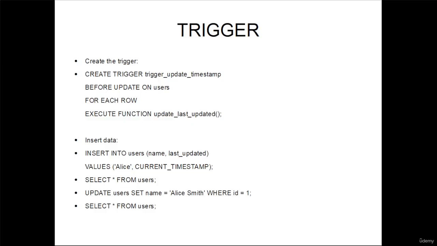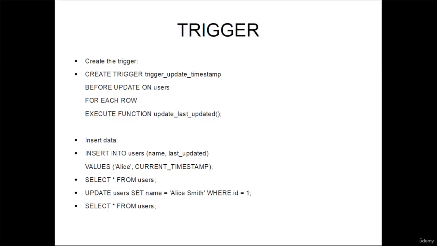What happens here? CREATE TRIGGER defines a trigger named trigger_update_timestamp. BEFORE UPDATE runs the trigger before an update operation. ON users applies to the users table. FOR EACH ROW executes the function for each updated row. EXECUTE FUNCTION update_last_updated calls the function we created.